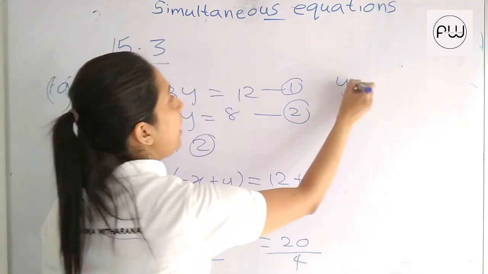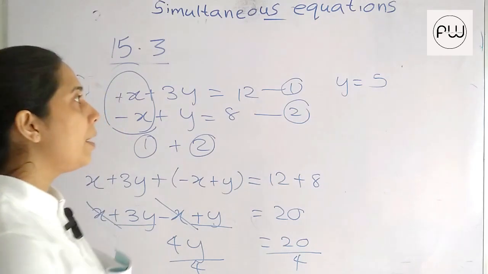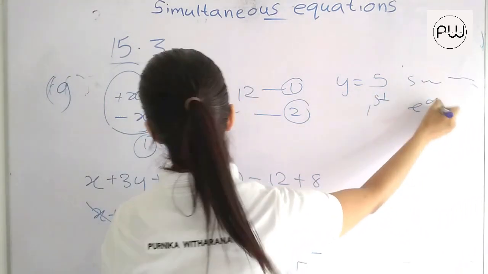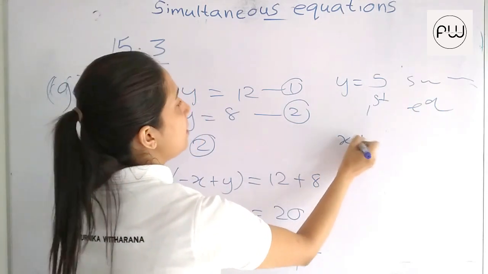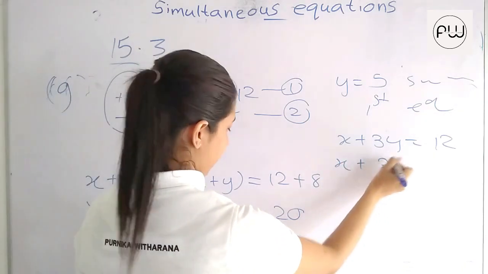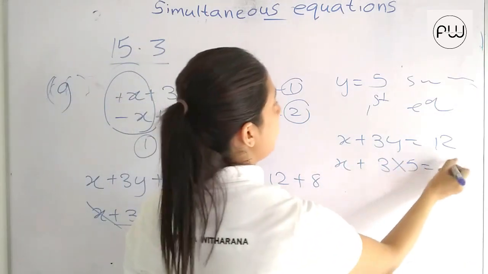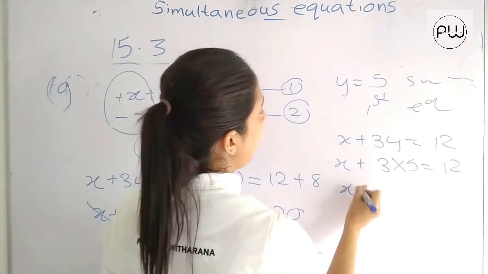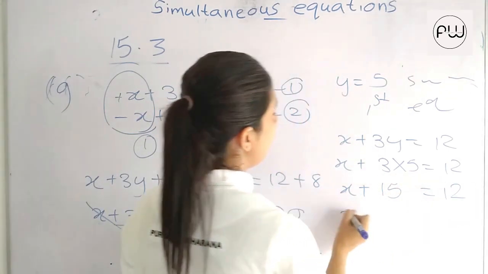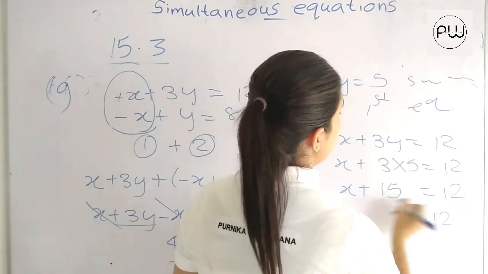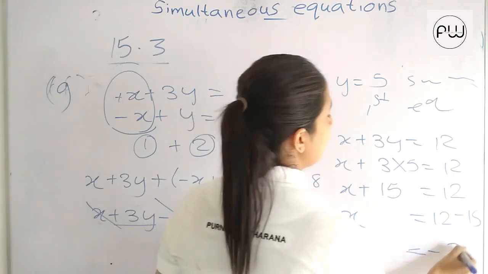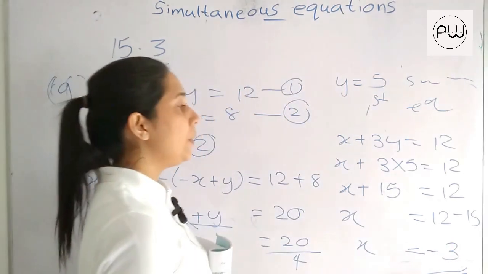Right, then y equals 5, you can substitute into one of the equations. Substitute into the first equation. The first equation is x plus 3y equals 12. So we got y equals 5, then x plus 3 times 5 is 15. x plus 15 equals 12. Then we have to subtract 15 from 12. Then what is the answer? It's a minus value, minus 3. x equals minus 3.